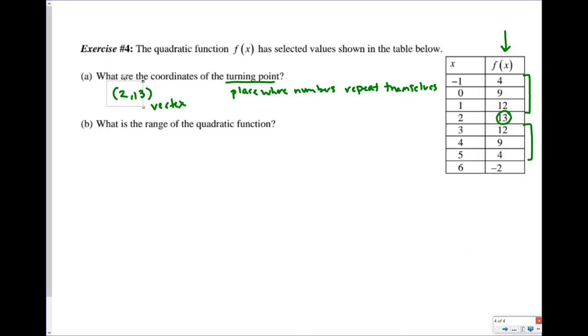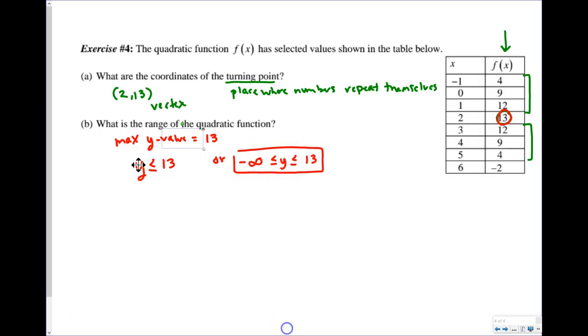Its maximum y value looks to be 13. And all the other y values are less than that. So I'm going to infer that all the y values have to be less than or equal to 13. Or I can say it goes from -infinity to 13. Either way, to write your range notation. Sorry I forgot that last problem. There'll probably be a fluency question or mastery question involved there. So, good luck.